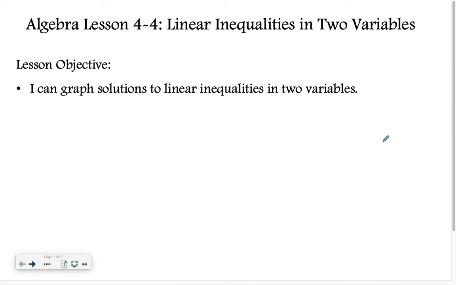Hello class, welcome to Algebra Lesson 4.4, which is all about linear inequalities in two variables. By the end of this lesson, you should be able to graph solutions to linear inequalities in two variables.